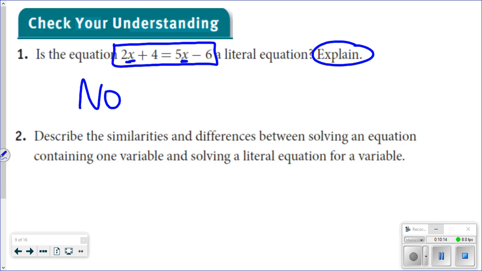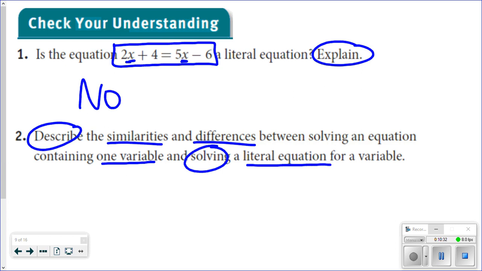Describe the similarities and differences between solving a normal equation, which we did in 2.1, 2.2, and 2.3 that you took a quiz on, that only contains one variable, and solving a literal equation. So one thing that's the same is that we're still using the algebraic method. I'm still doing the opposite operation. So if it says plus 5, I still subtract 5. If it says 3 times x, I'm still dividing by 3. So we're still doing the same steps. Our process, our work is the same.